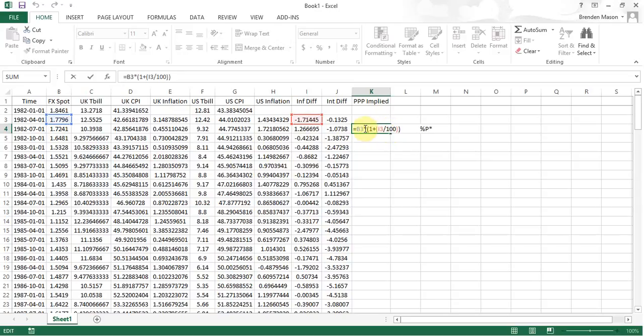And so again, I'm taking the exchange rate from last period, and I'm scaling it up by this factor here, which comes from the inflation differential. Again, which comes ultimately from relative purchasing power parity. Okay? So I can do the same thing for the next period.